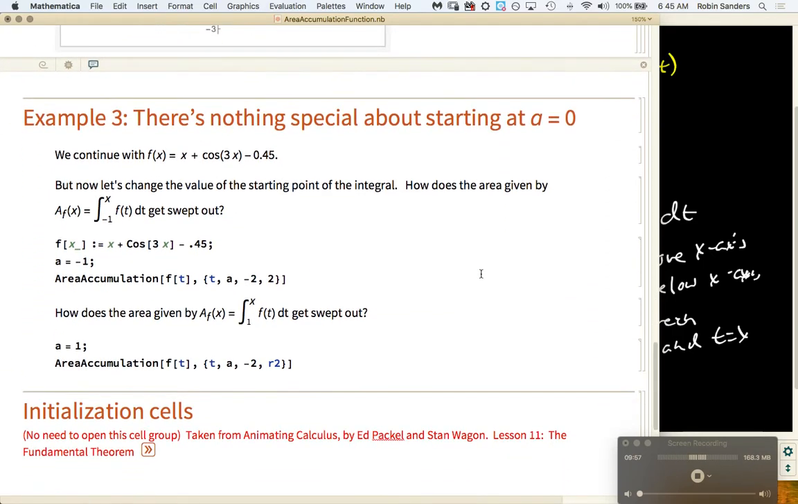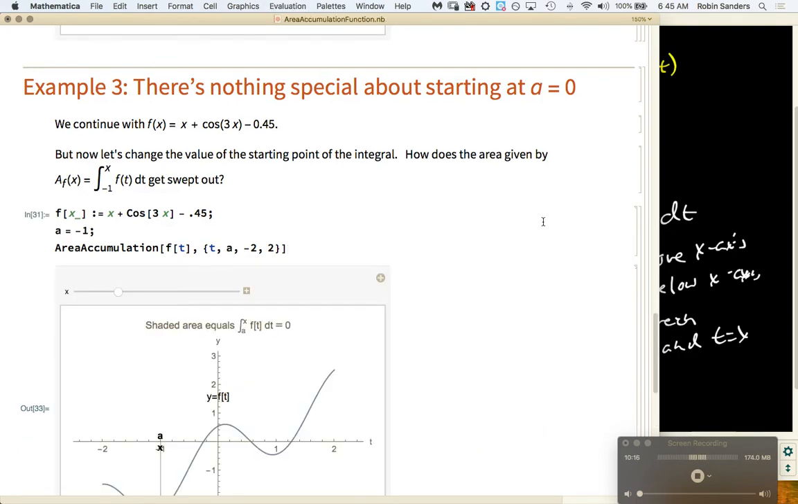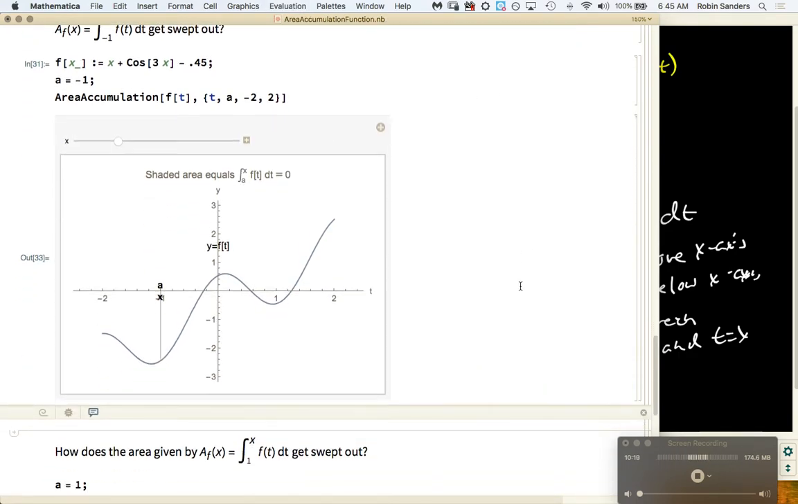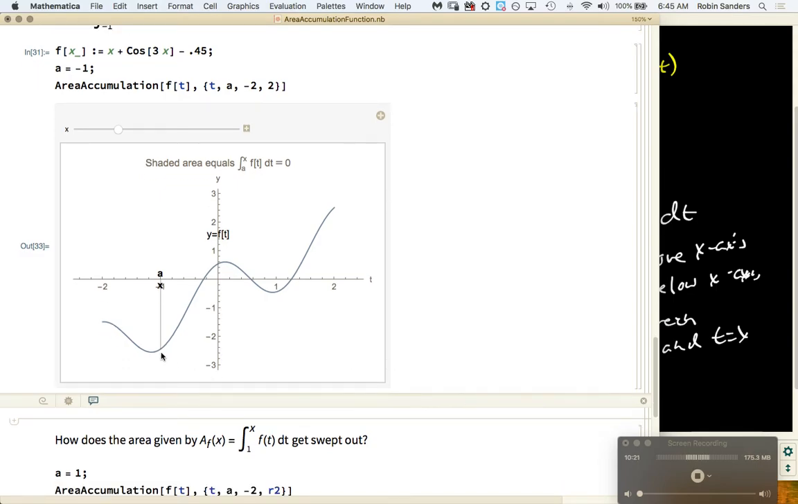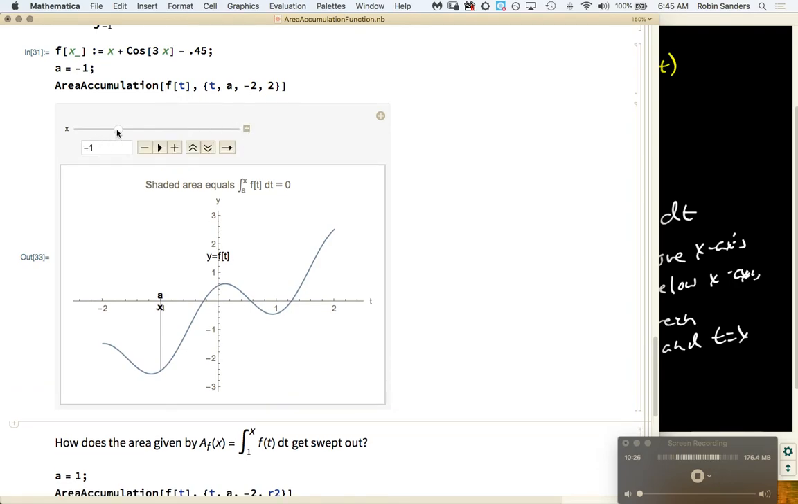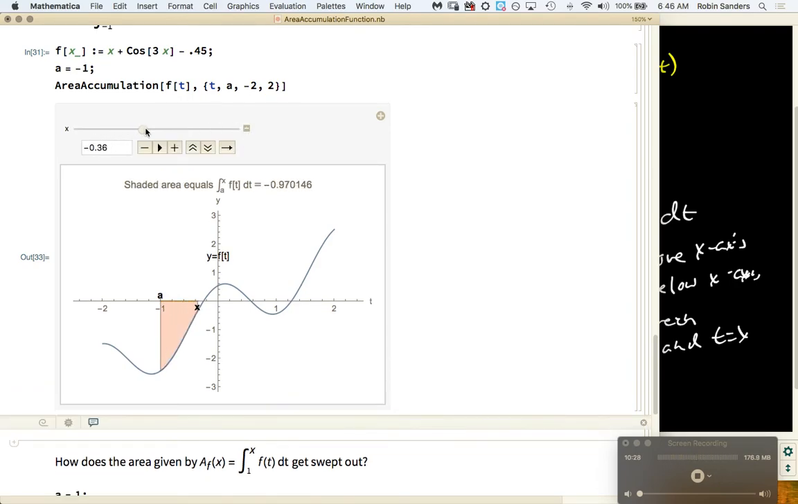The final thing that I want to note is that there's absolutely nothing special about starting the area accumulation function at a is equal to 0. This particular area accumulation function has the bottom endpoint being -1. Well, if I want to look at the picture there, this is what happens. And the only real difference is that my starting line is over here at -1. But if I pull x towards the right, the integral behaves in the normal fashion.